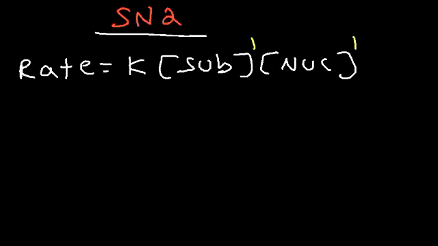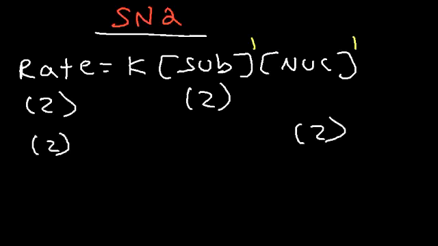If you double the concentration of the substrate, the rate will double. If you double the concentration of the nucleophile, the rate will double. If you triple the concentration of the substrate, the rate is going to triple. If you quadruple the concentration of the nucleophile, the rate will quadruple.